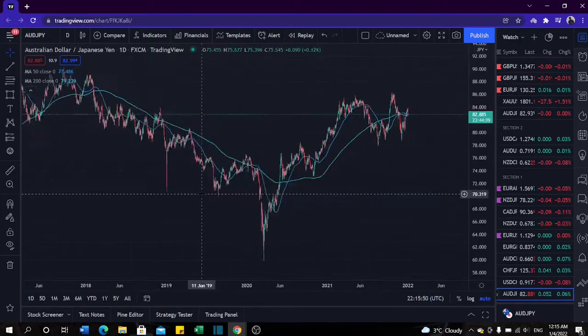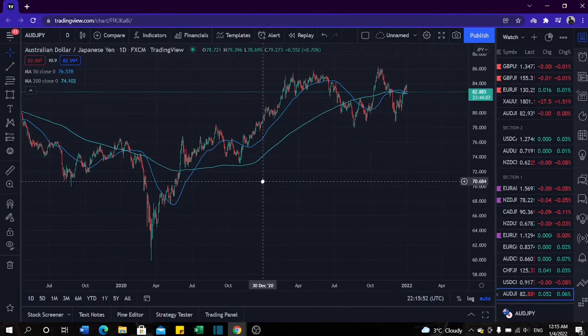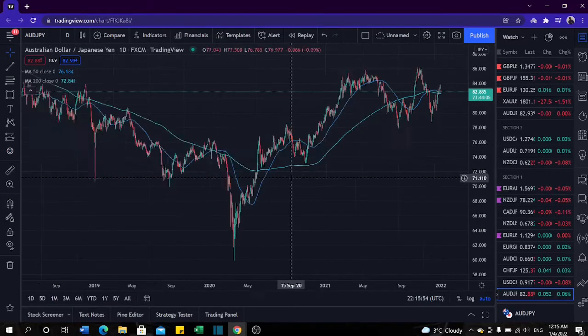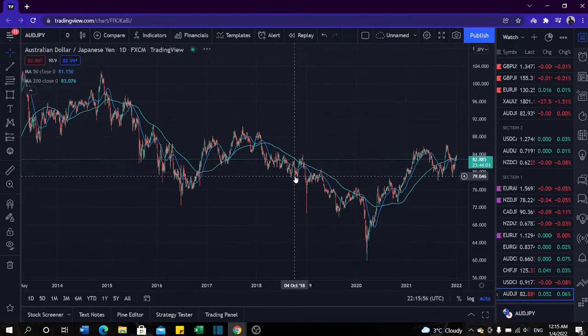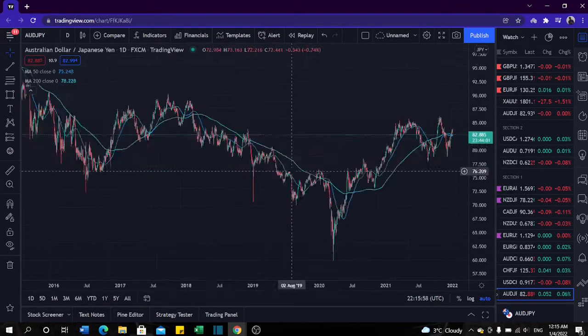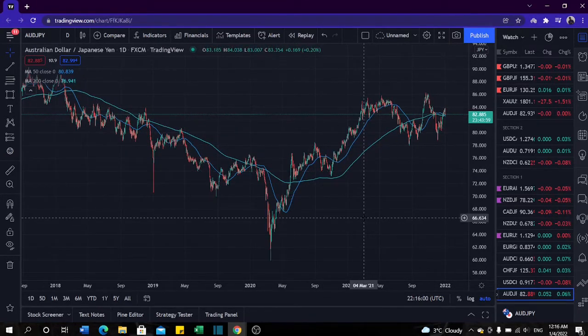So this is how your chart should look when you add your moving averages onto your chart. I'm using a dark background. You can edit your TradingView any way you want to, but I like how this chart looks to me, and I can connect with it and feel it when I'm actually trading.